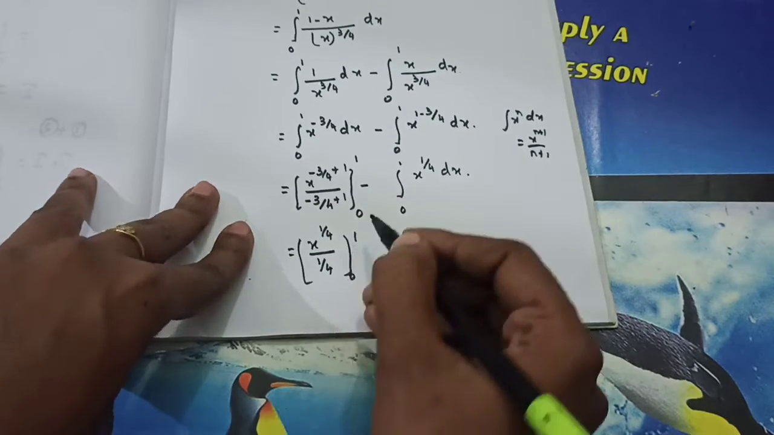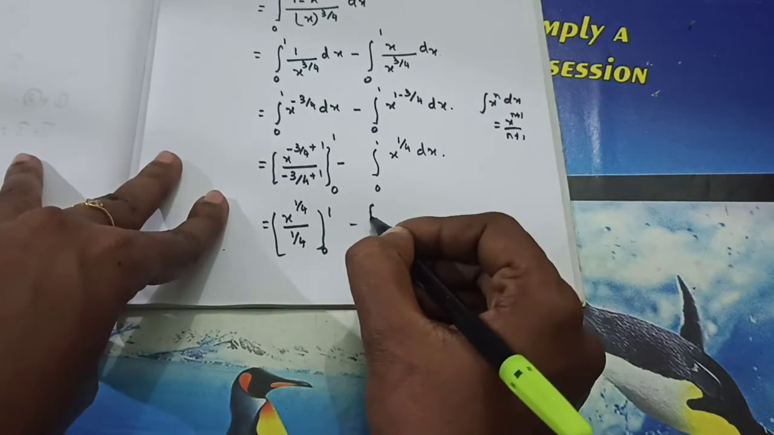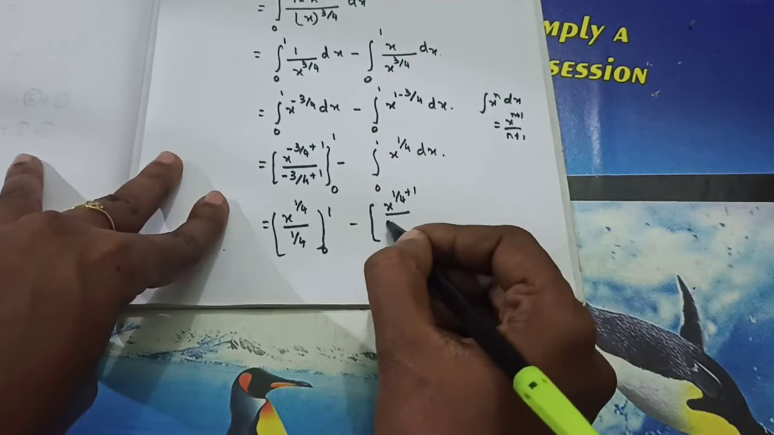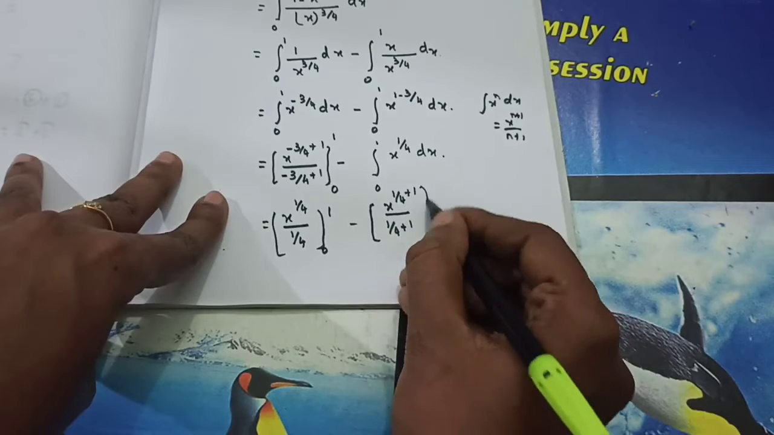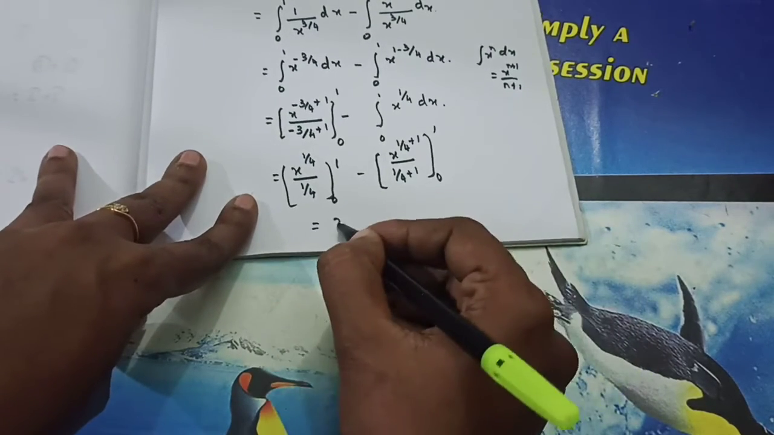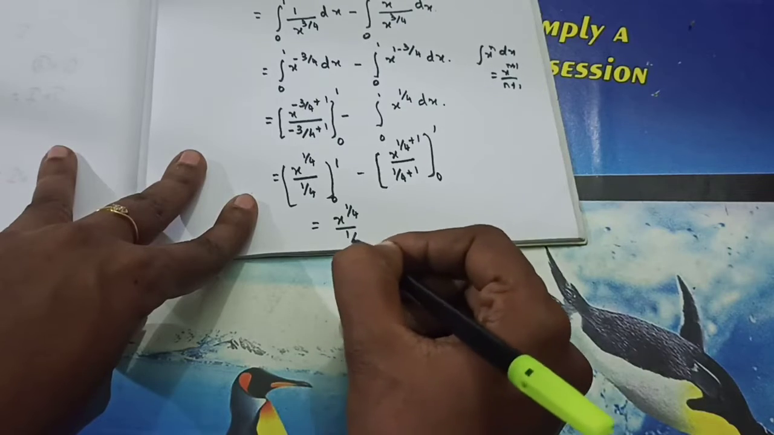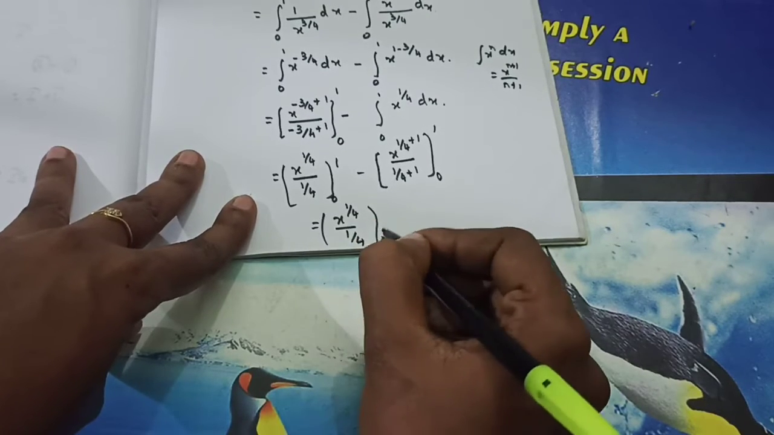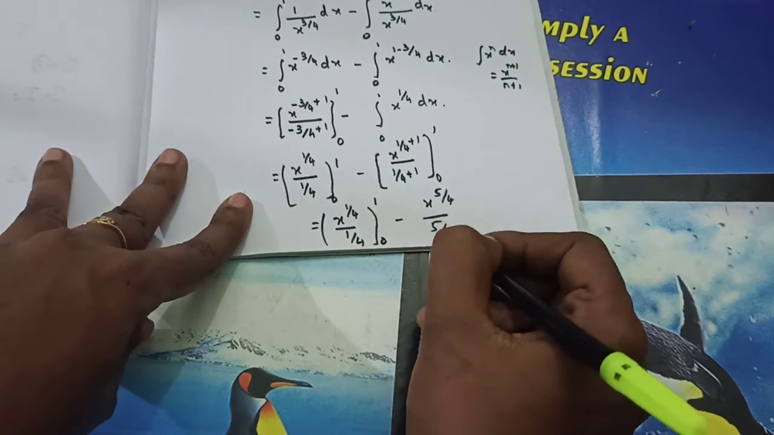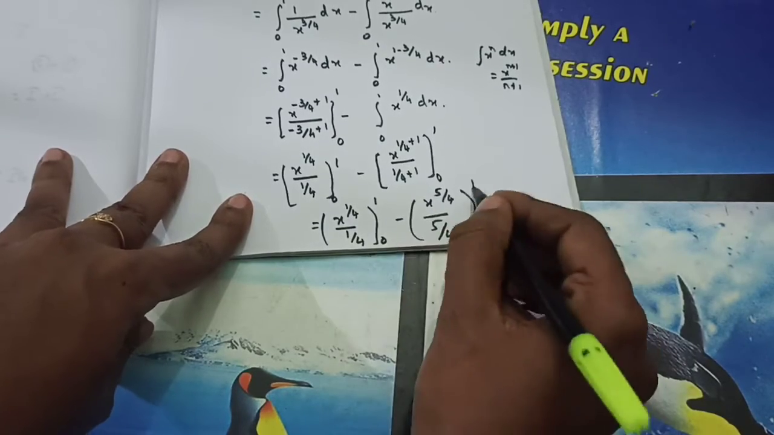We need to apply the limit. Here you apply the formula. If you apply the formula, that is x power 1 by 4 plus 1 divided by 1 by 4 plus 1. You will get, apply the limit. That's equal to x power 1 by 4 divided by 1 by 4, the limit is 0 to 1, minus x power 5 by 4 divided by 5 by 4, the limit is 0 to 1. Okay. Now upper limit minus lower limit. Apply the limit now.